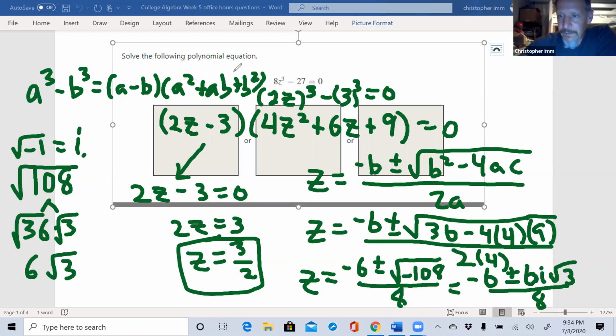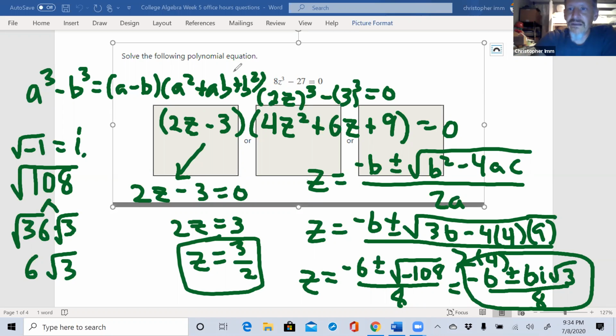The last thing I could do, if I want to, is cancel out the 6 and the 8. So probably my final answer would be negative 3 over 4 plus or minus 3i root 3 over 4. So that last step, I would cancel those 6's out. Now make sure to cancel out from both terms, but there would be my 3 answers there.